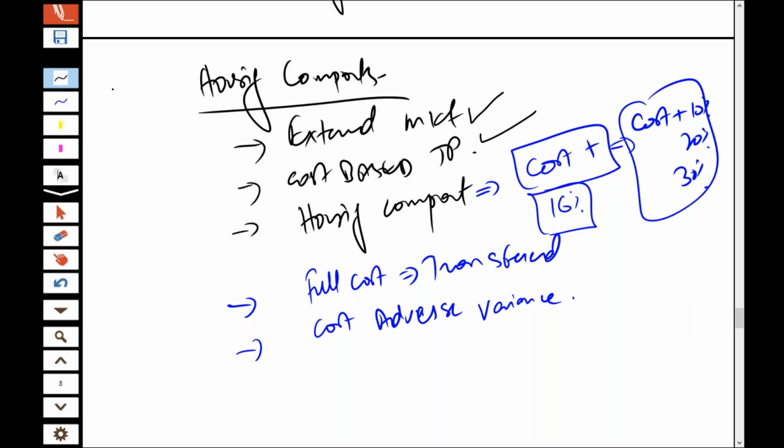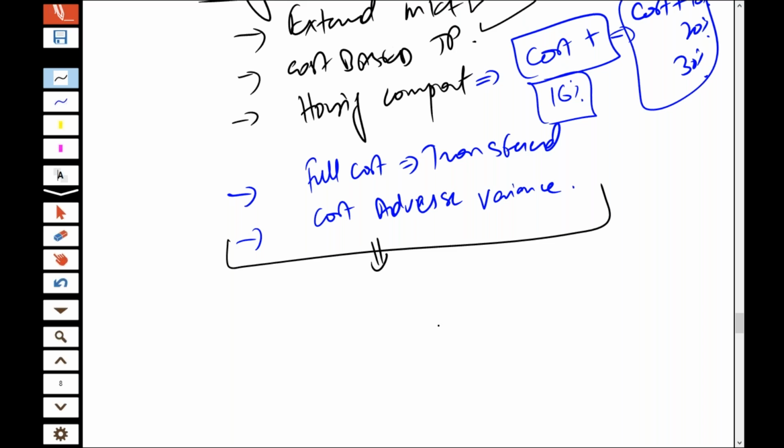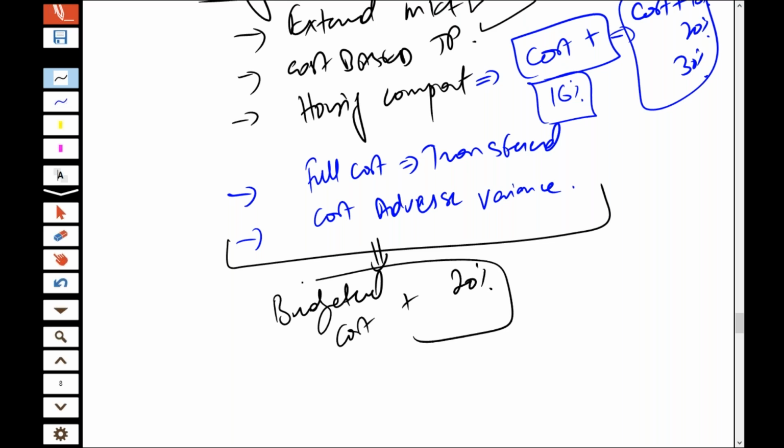Now, in order to understand this, you need to make sure that the cost adverse variance also exists. So what is advisable? What is advisable is that rather than allowing them to charge full production cost, you can allow them to charge the budgeted cost plus a certain percentage of markup, let's say 20%.